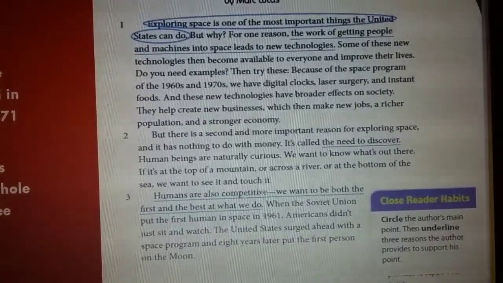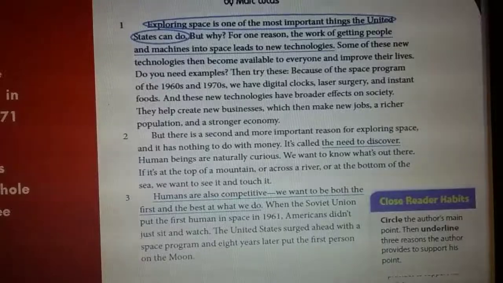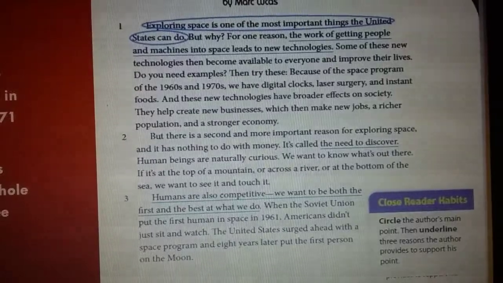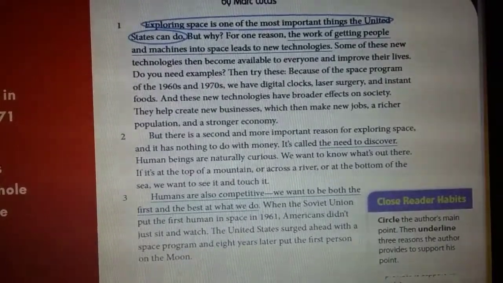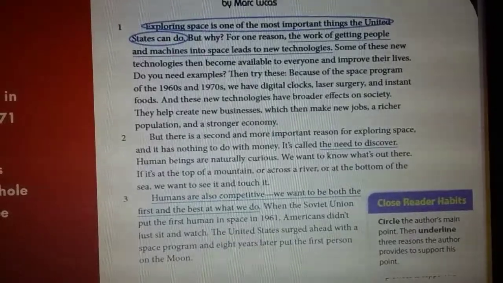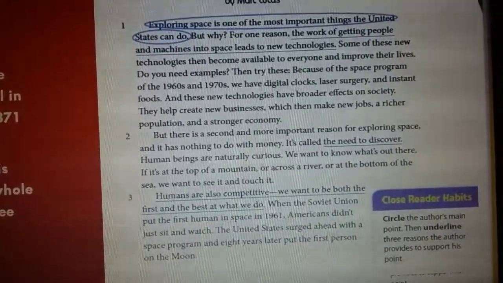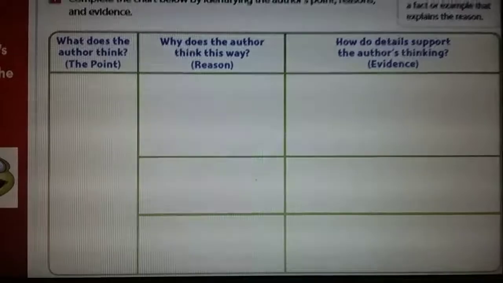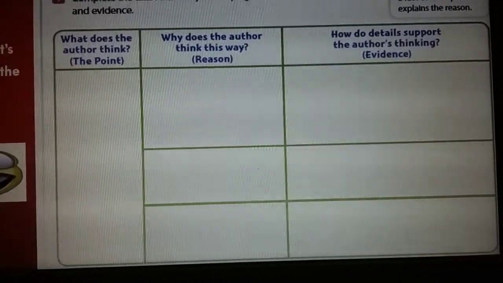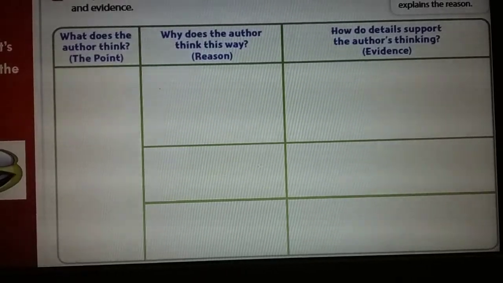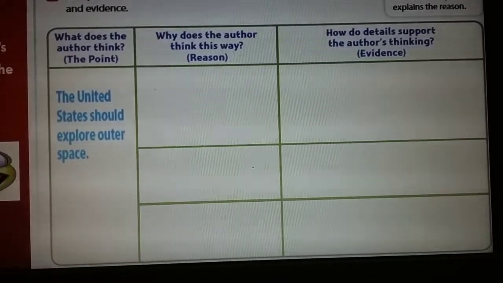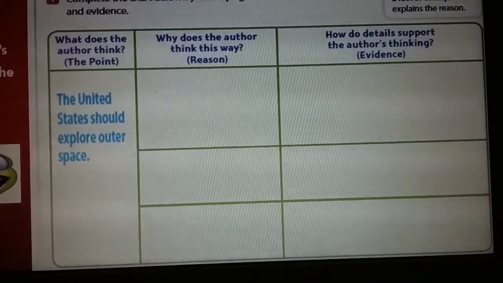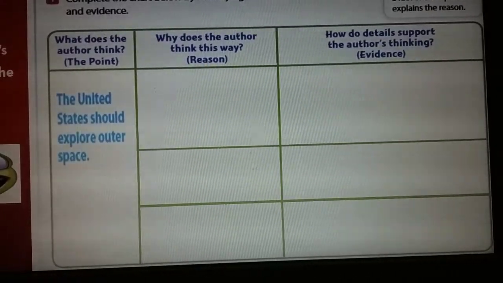Let's look further down in paragraphs 2 and 3. In paragraph 2, it says, it's called the need to discover. Human beings are naturally curious. Let's move to paragraph number 3. Another reason here. Humans are also competitive. We want to be both the first and the best at what we do. Now, let's go to our chart. Here, the first column says, what does the author think? Think back to that first sentence. The author's point, or what he thinks, is that the United States should explore outer space. The second column says, why does the author think this way? What's a reason that he lists? Let's look at the first reason.